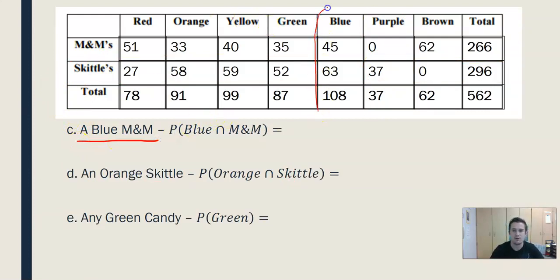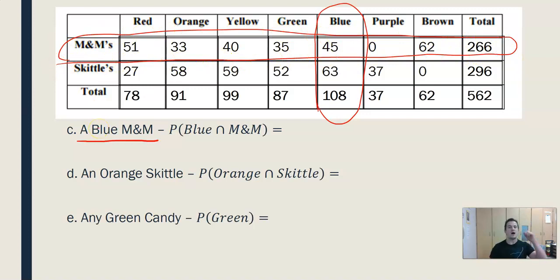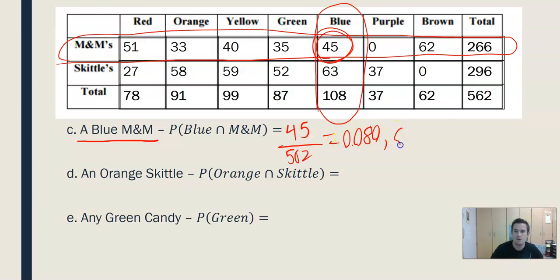So here are my blue candies. Here are my M&Ms. I'm trying to find the probability of drawing a blue candy that is also an M&M. The intersection of the blue column and the M&M row is 45. There are 45 blue M&Ms, and there are 562 total candies. So 45 divided by 562 is 0.080, or 8%. So there's an 8% chance of drawing a blue M&M.